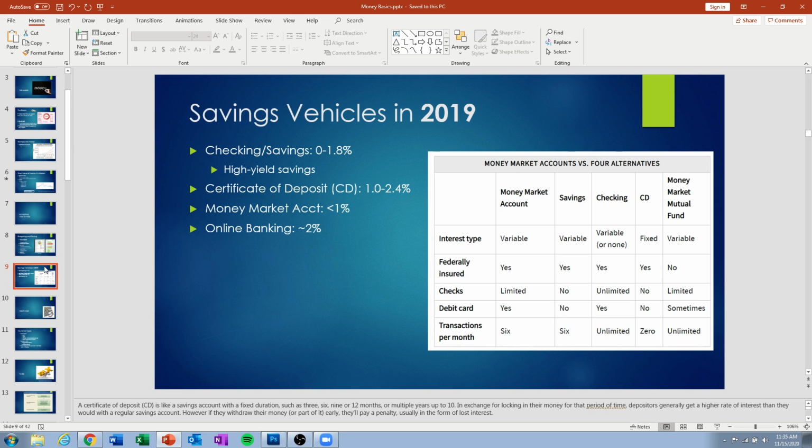Have we talked about emergency funds yet? No, why you should have them? No. You want to elaborate?